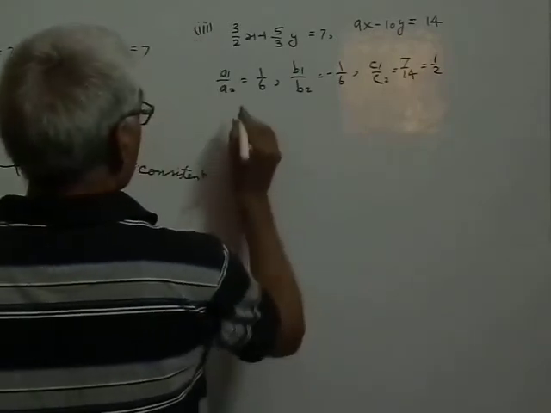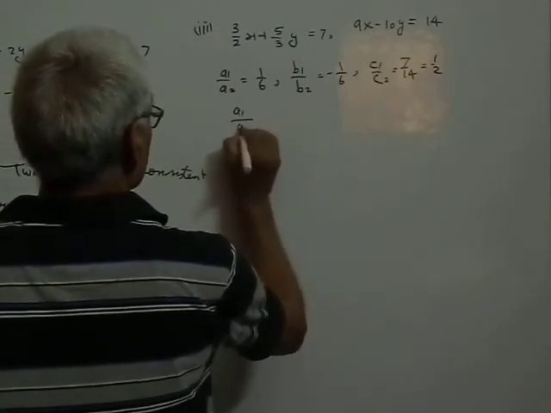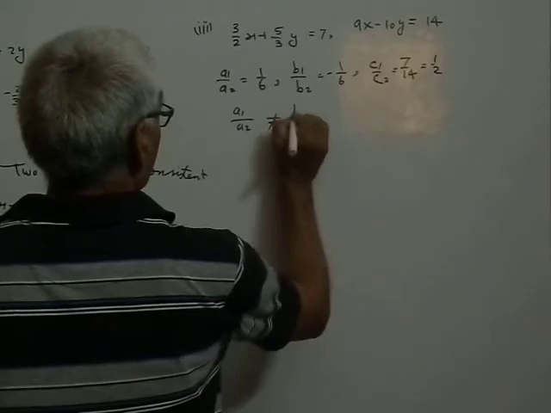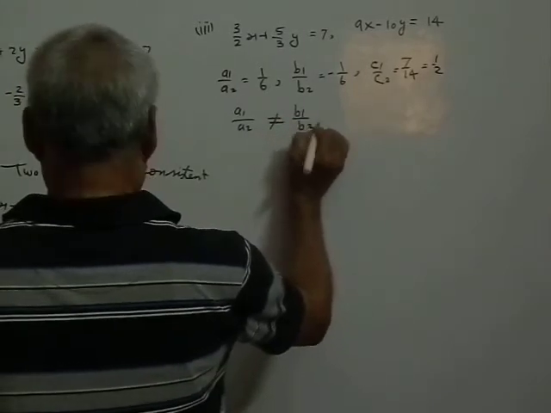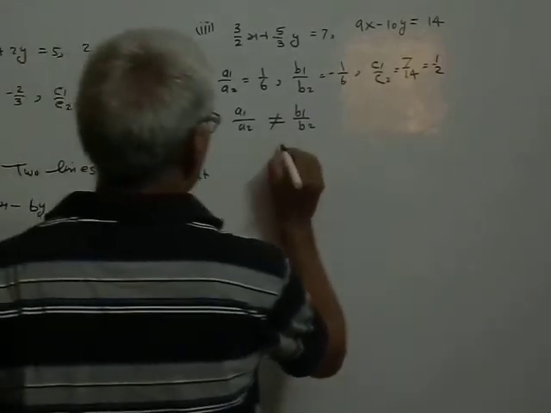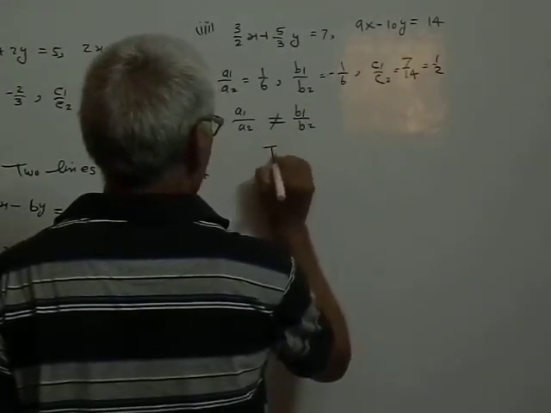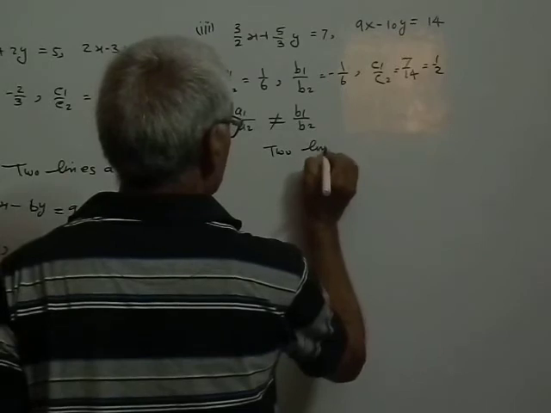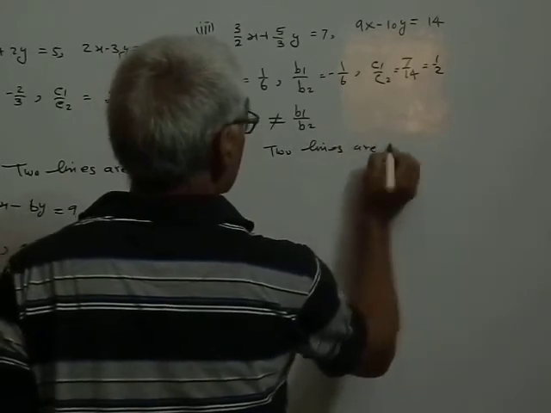So a1 upon a2 is not equal to b1 upon b2. So these two lines are consistent.